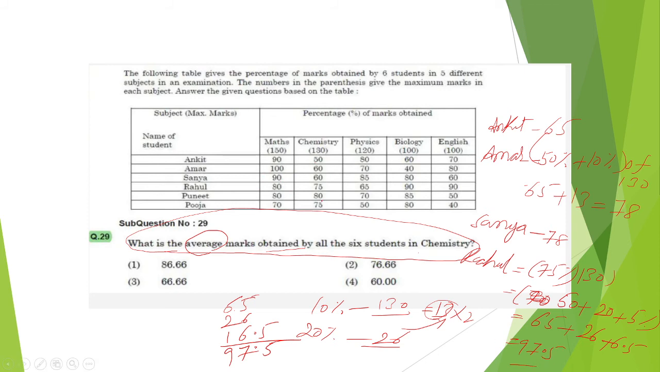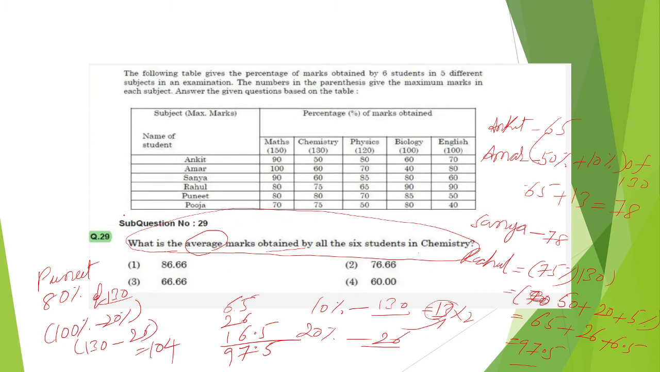Next, Puneet. Puneet got 80 percentage. 80 percentage of 130, how much? 100 percentage minus 20 percentage. 100 percentage is 130, minus 20 percentage is 26. 130 minus 20, 110. 110 minus 4, 104.